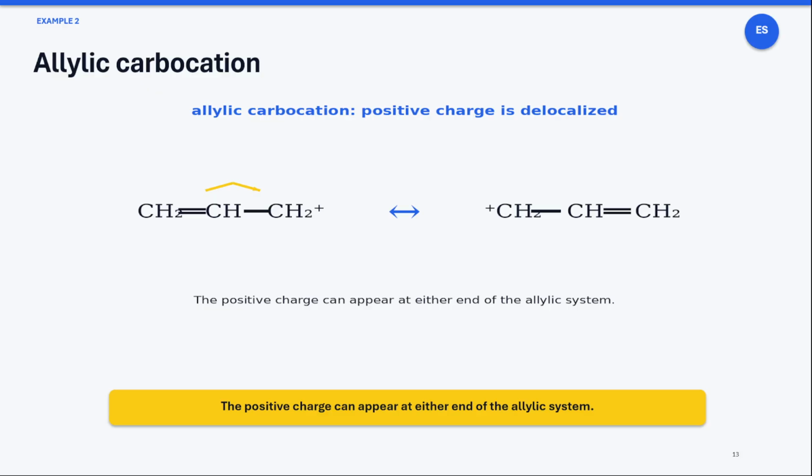Slide 13. Next is the allylic carbocation. An allylic carbocation is a positive charge next to a pi bond. The pi bond can shift, and the positive charge can move to the other end of the system. The atoms are not moving. The electrons in the pi bond are moving. This is why allylic carbocations are more stable than isolated carbocations. The positive charge is not stuck on one carbon. It is delocalized. Exam sentence: the positive charge is stabilized by resonance.